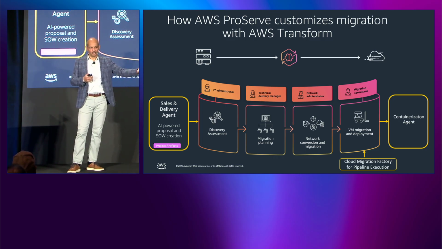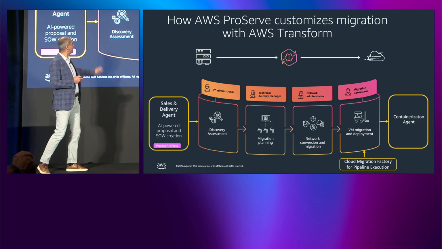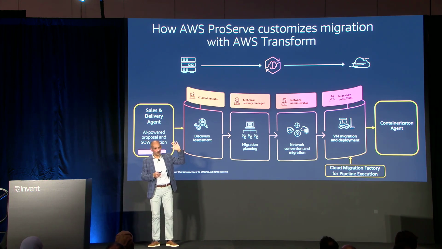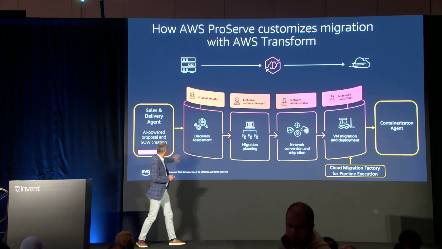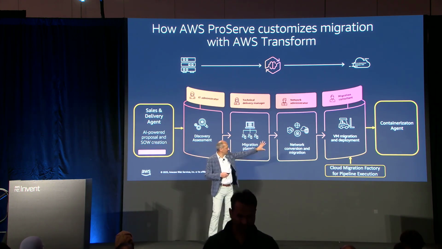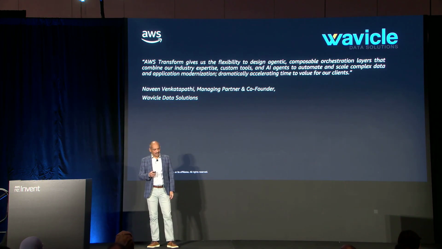And finally, some of their projects end up with a modernization step as well, to containerize the applications once they've been migrated. So they had a containerization agent that they brought in as well. And now they have an end-to-end custom workflow built in AWS Transform that does not just VMware, but it can do the SOW generation, scoping, as well as a different way of rehosting, and then containerization at the end.